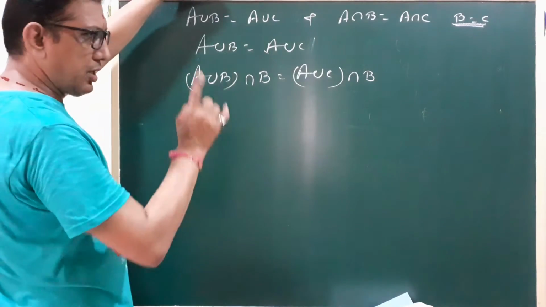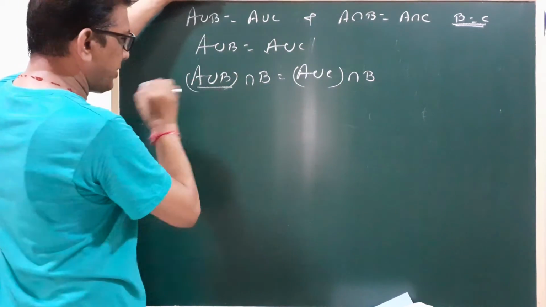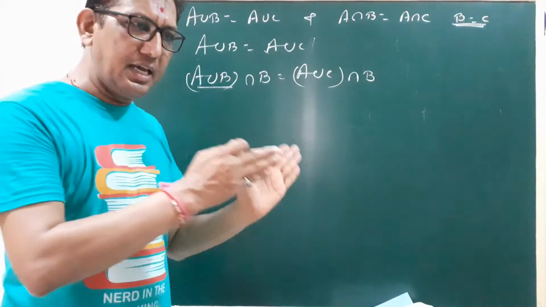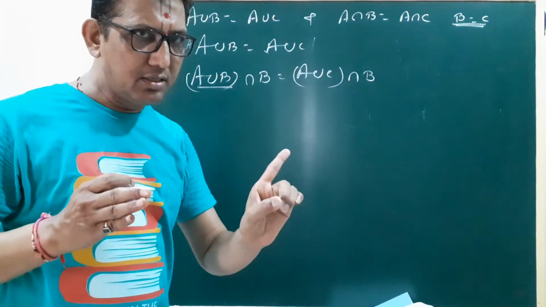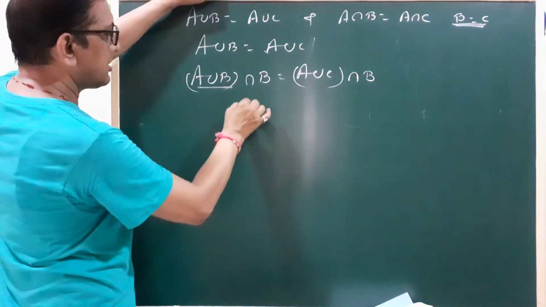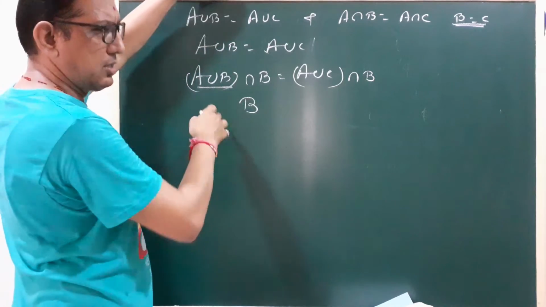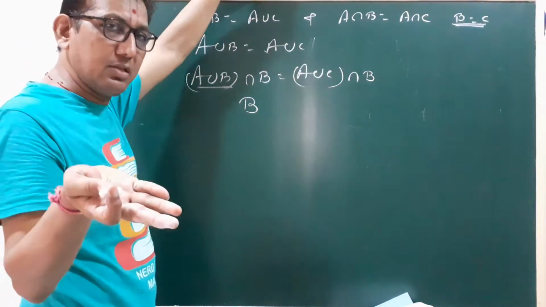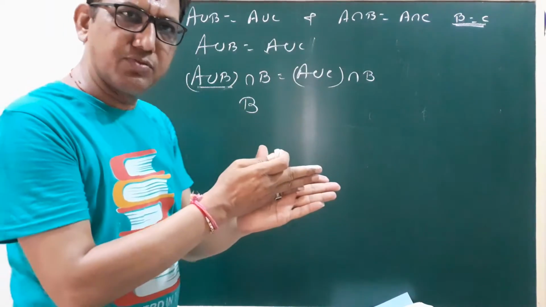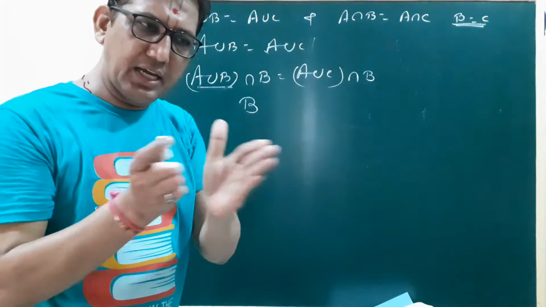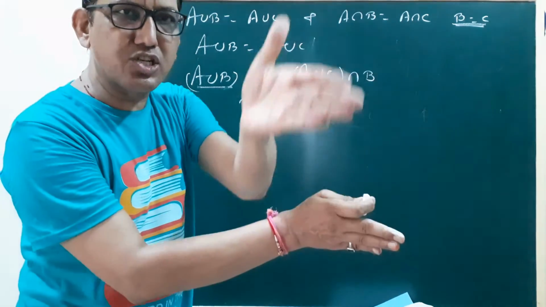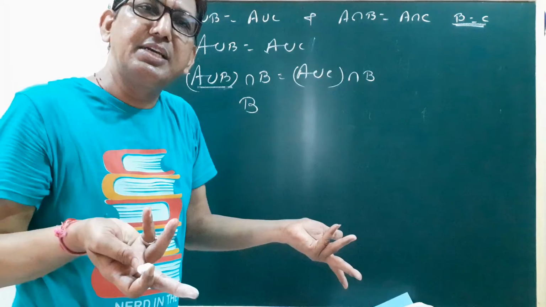Now remember, A union B means all the elements of A and B we write here. But again intersection B, so the answer is B. Remember the example: A union B means all the elements of A and all the elements of set B. Now again we take intersection with set B. That is B, set B itself.